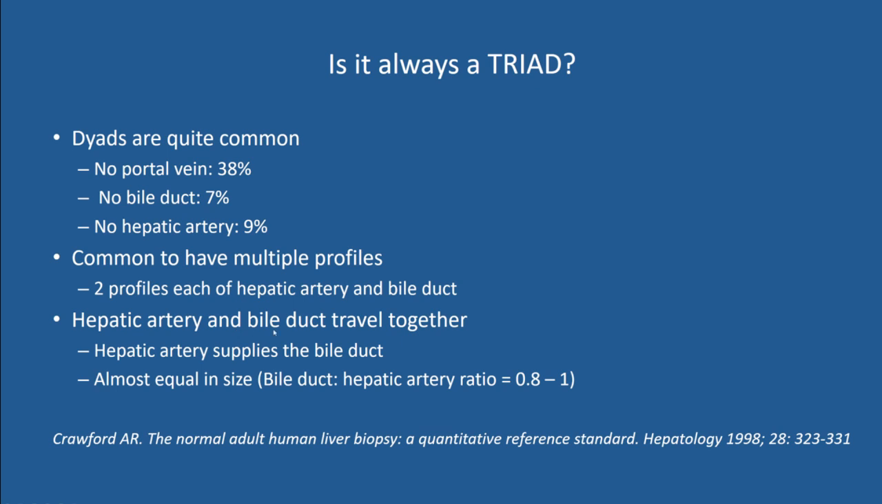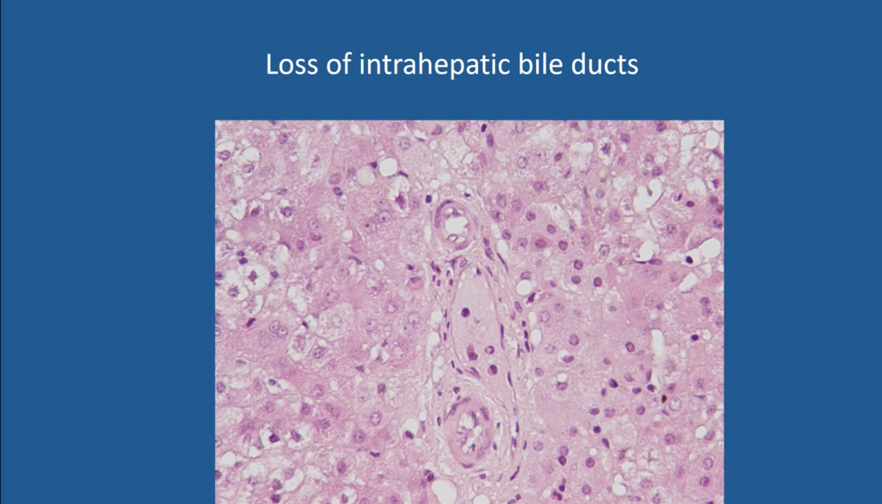Also, the hepatic artery and the bile duct travel together. The reason is that the hepatic artery is the sole supply of the biliary system. The other thing to remember is that the hepatic artery and bile duct are almost equal in size, with a bile duct to hepatic artery ratio of 0.8 to 1, meaning they're almost equal. The hepatic artery might be just a smidgen larger than the bile duct. Now, why is this important? Because very often we are asked to comment on loss of intrahepatic bile ducts.